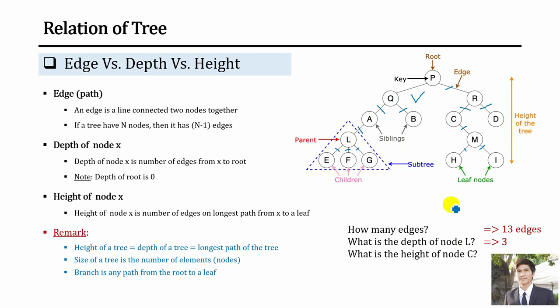And how about this? Then the height of the node C? Okay, the height of node C is normally the number of edges on the longest path from this node C to a leaf. So there are 2, right? Either we go left here or we go this way to the leaf. So there are 2 edges.